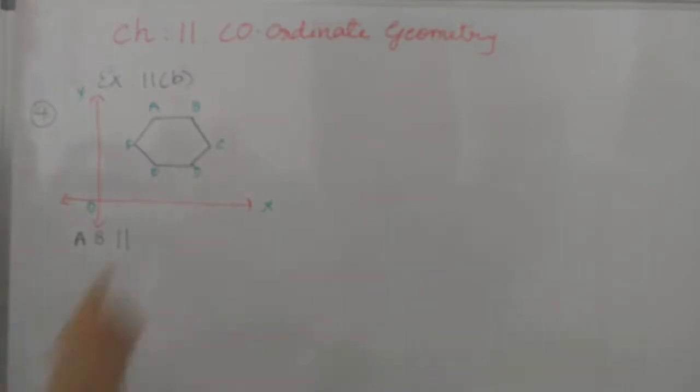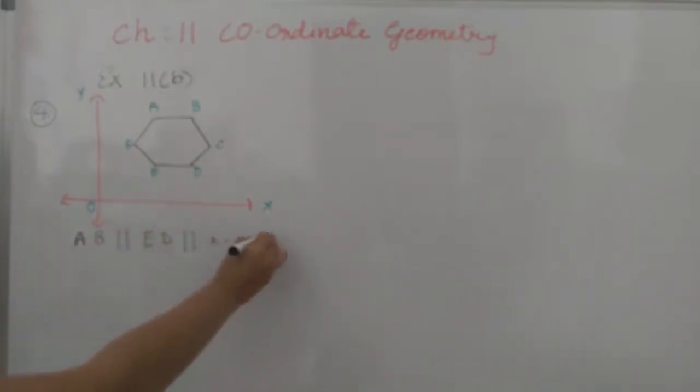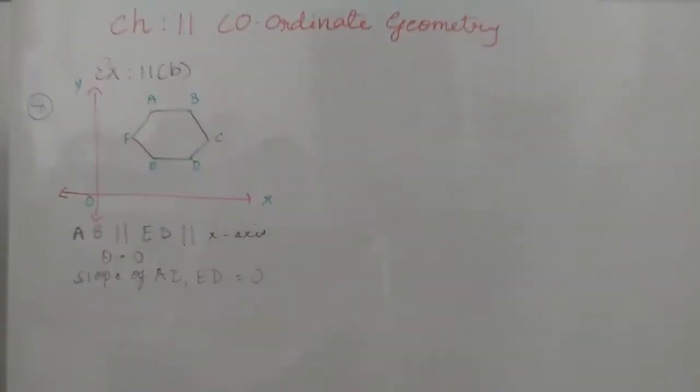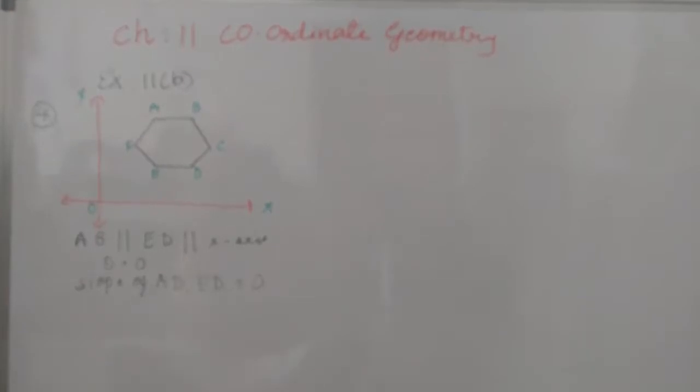Now we write, first of all you see AB and ED are parallel to x-axis means it does not form any angle with x-axis. So I write AB parallel to ED parallel to x-axis means theta is equal to 0. So it will form angle 0 means the slope of AB and ED is equal to 0. So first of all we have written two sides slope is 0. Now you have to think accordingly, students.